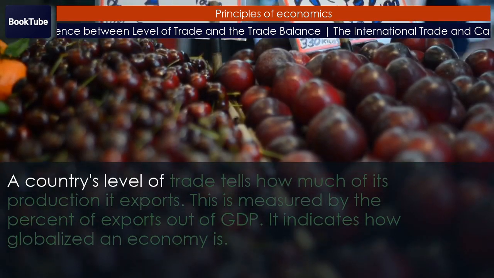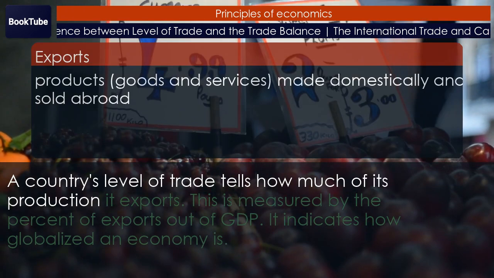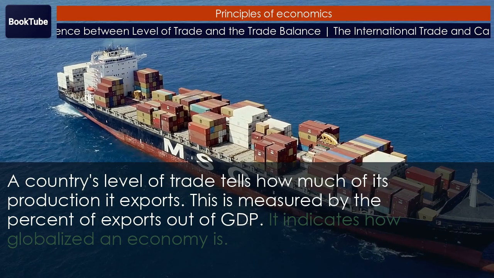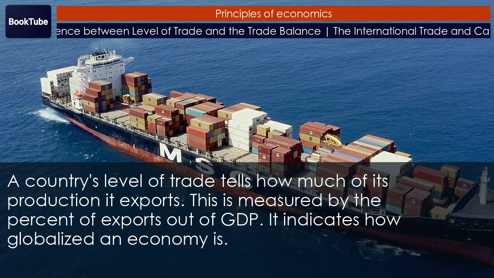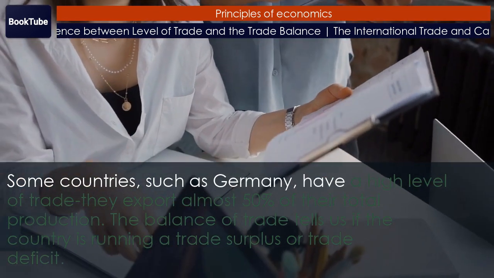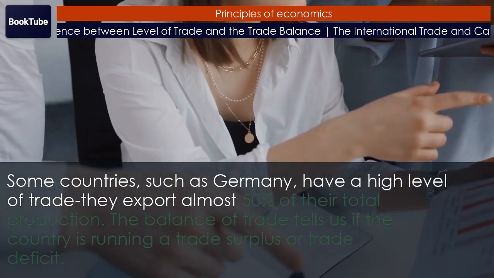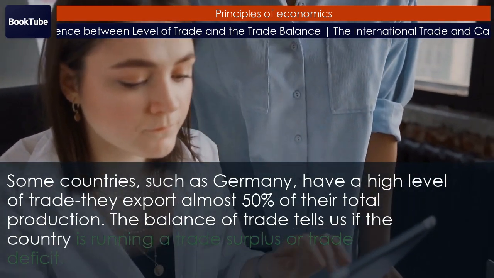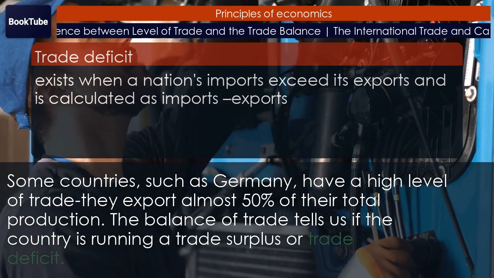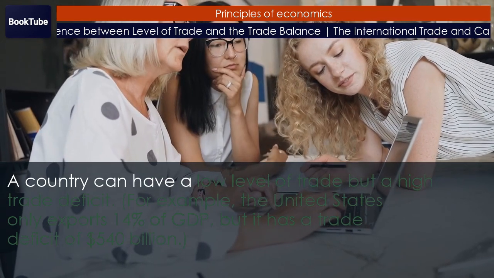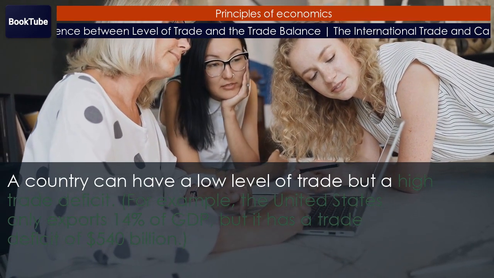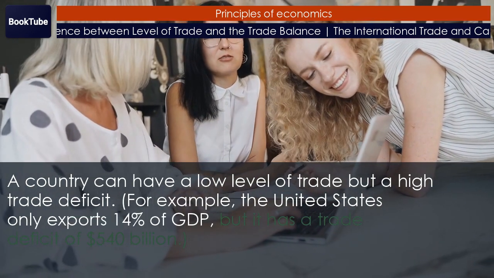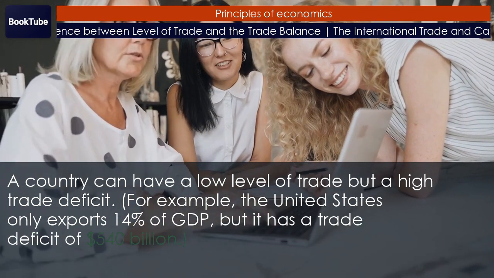A country's level of trade tells how much of its production it exports. This is measured by the percent of exports out of GDP. It indicates how globalized an economy is. Some countries, such as Germany, have a high level of trade. They export almost 50% of their total production. The balance of trade tells us if the country is running a trade surplus or trade deficit. A country can have a low level of trade but a high trade deficit. For example, the United States only exports 14% of GDP, but it has a trade deficit of $540 billion.